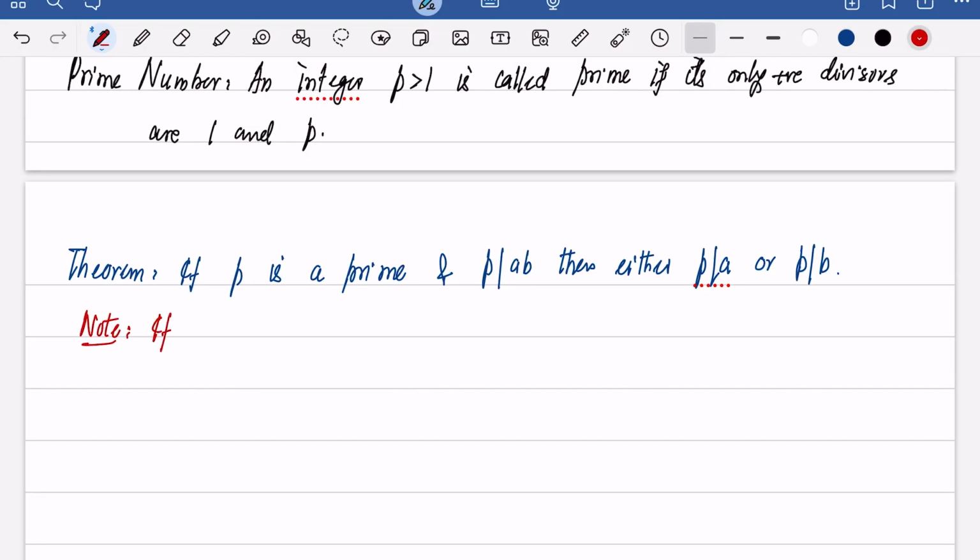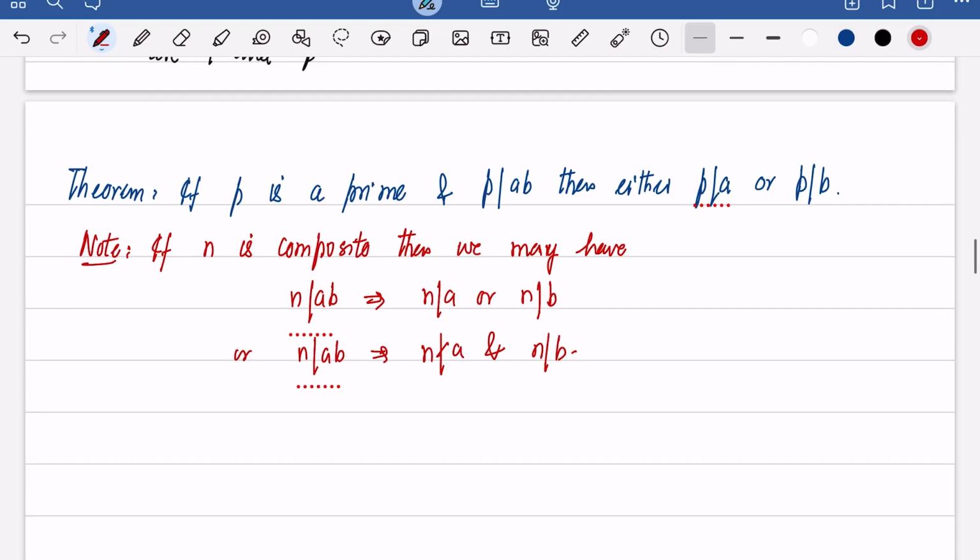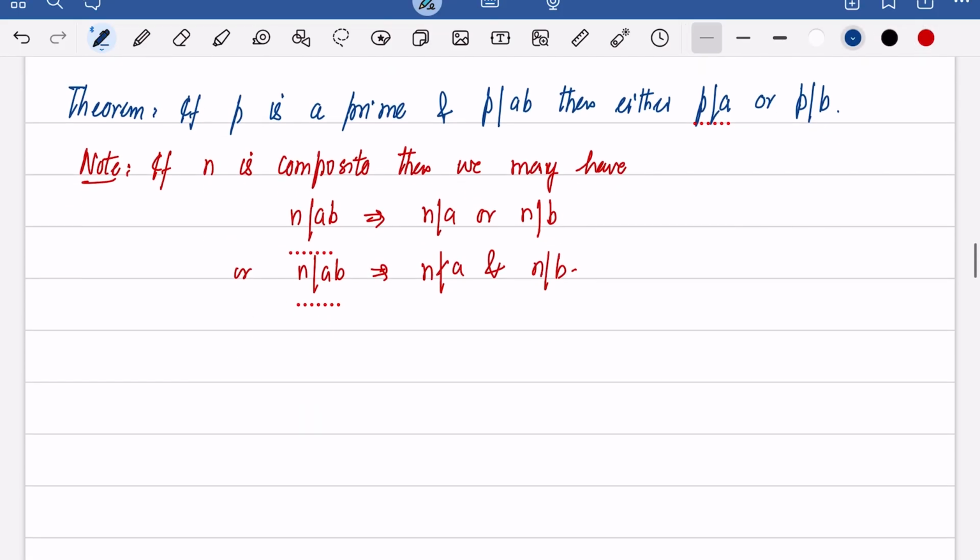If p is composite, or we can write if n is composite, then we may have n divides ab implies n divides a or n divides b. This can be the case, or we can have n divides ab while n does not divide a and n does not divide b. So anything can happen. We can take examples of both of these cases.